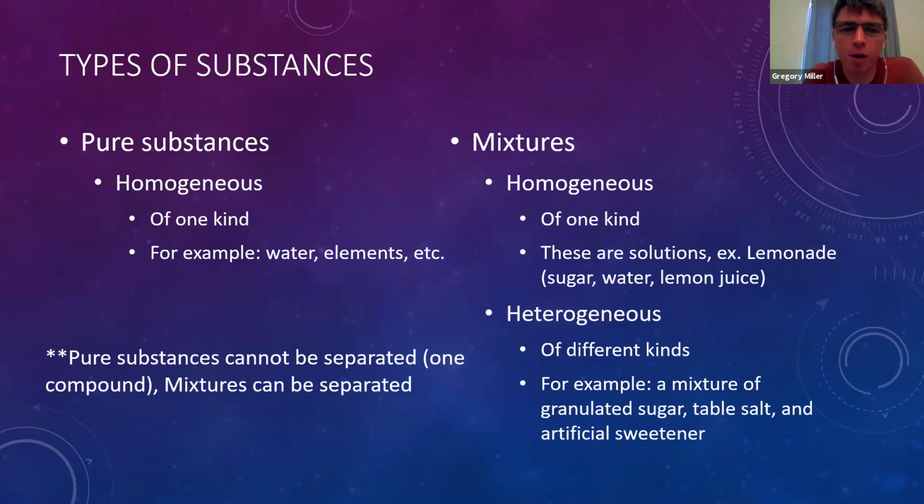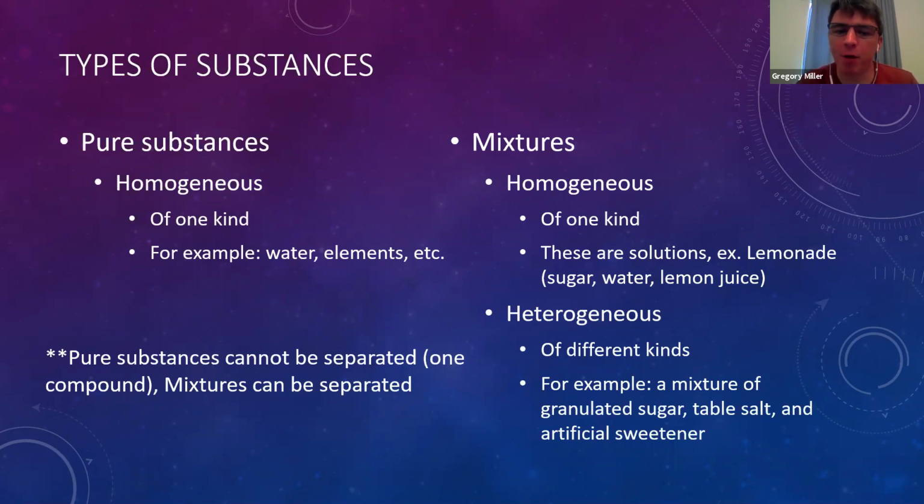And to start off, I want to go into a little more detail about the different types of substances we deal with in chemistry. There are pure substances, which are always homogeneous or homogeneous. It's the same word, just different pronunciation. Homogeneous means of one kind. So for example, water, elements, something that is a pure substance cannot be separated out of its one compound. So for example, water is always H2O. If you try and separate it further, you would have to separate it into its elements, but any water you have is still one thing throughout.